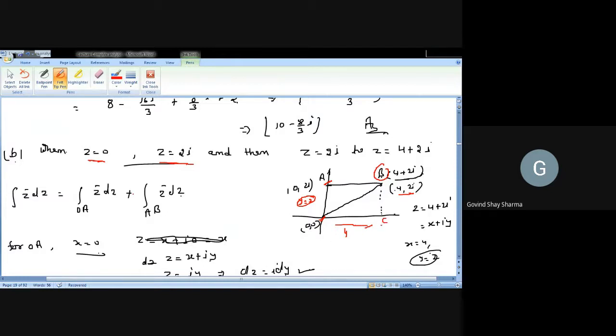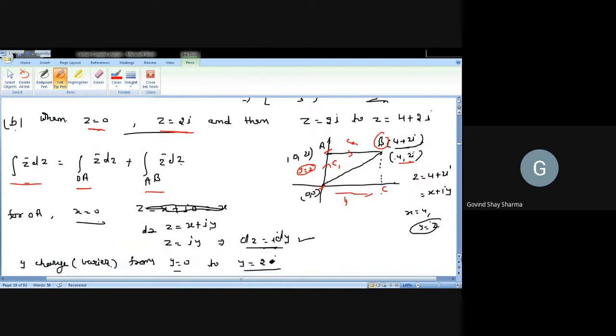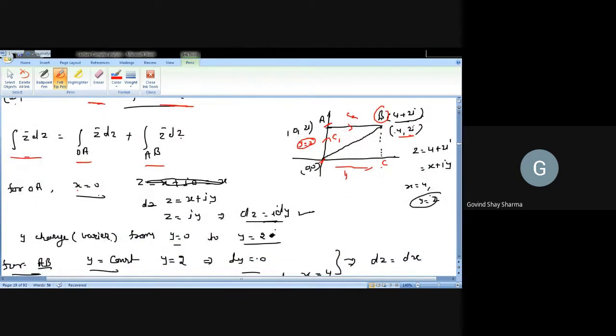Now for the integration of this path, we can select O to A as C1 and A to B as C2. Two paths are there. For OA, x is equal to 0. For OA, this is the y-axis, the imaginary axis, so the real part should be 0. So x is equal to 0, z becomes x plus iy, so z is equal to iy, so dz is equal to i dy.